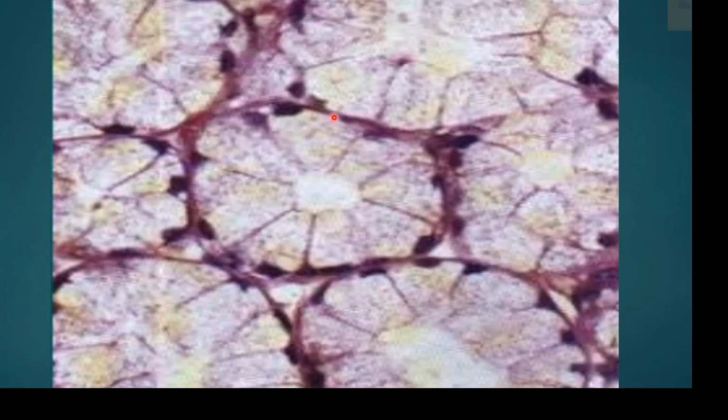So this is the H and E staining of the mucous acini. You can see the large pyramidal shaped cells having a nearly empty appearance, and this empty appearance is because usually by the process of staining the mucus is washed from the cells, so cells appear empty and show foamy appearance. Also the basally located flattened nuclei are present. These are the mucous acini.